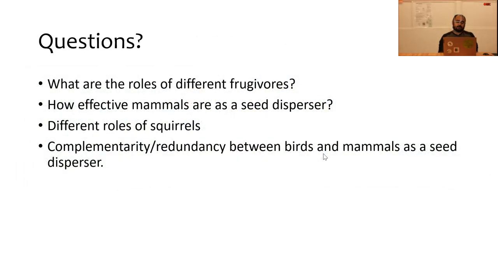With this background, I started looking up some questions: what are the roles of different frugivores? How effective are mammals as seed dispersers? What are the different roles that squirrels play? And what is the relation between birds and mammals as seed dispersers? Are they complementary with each other, or are they redundant?